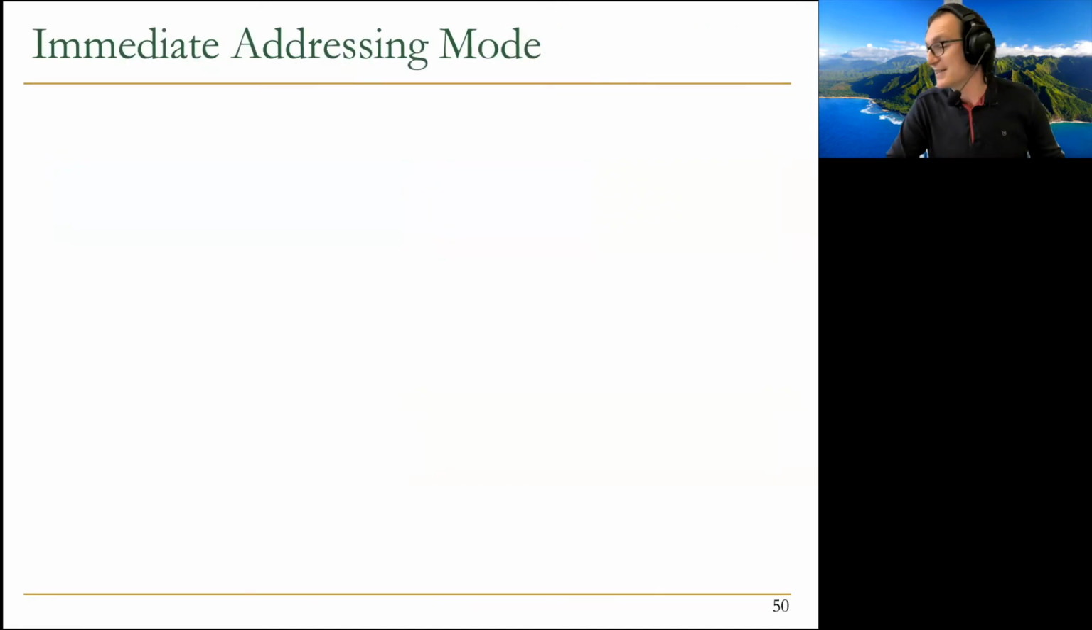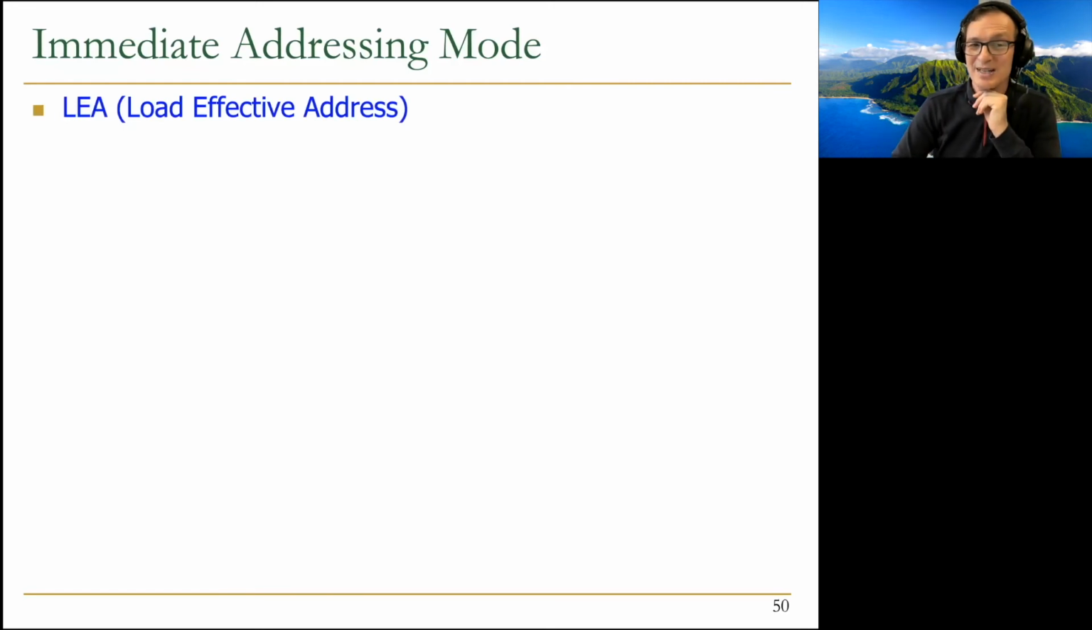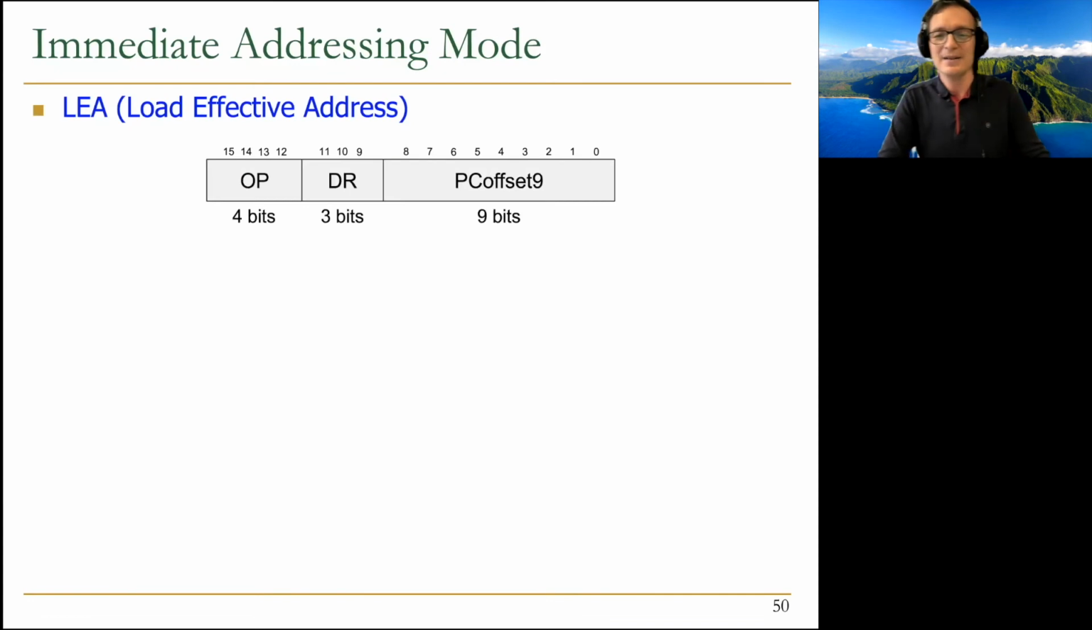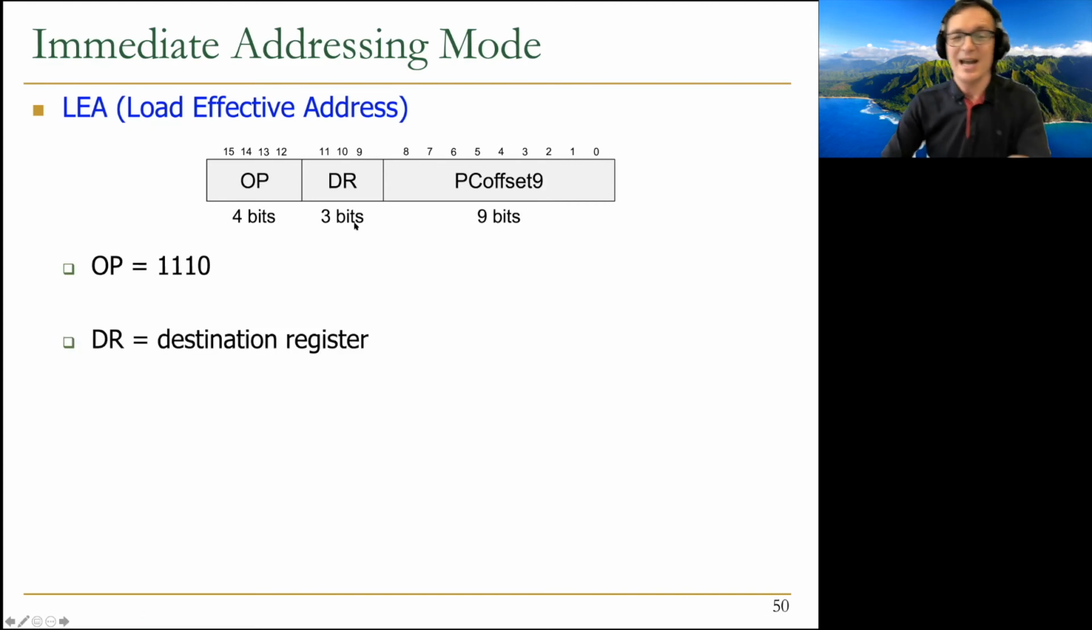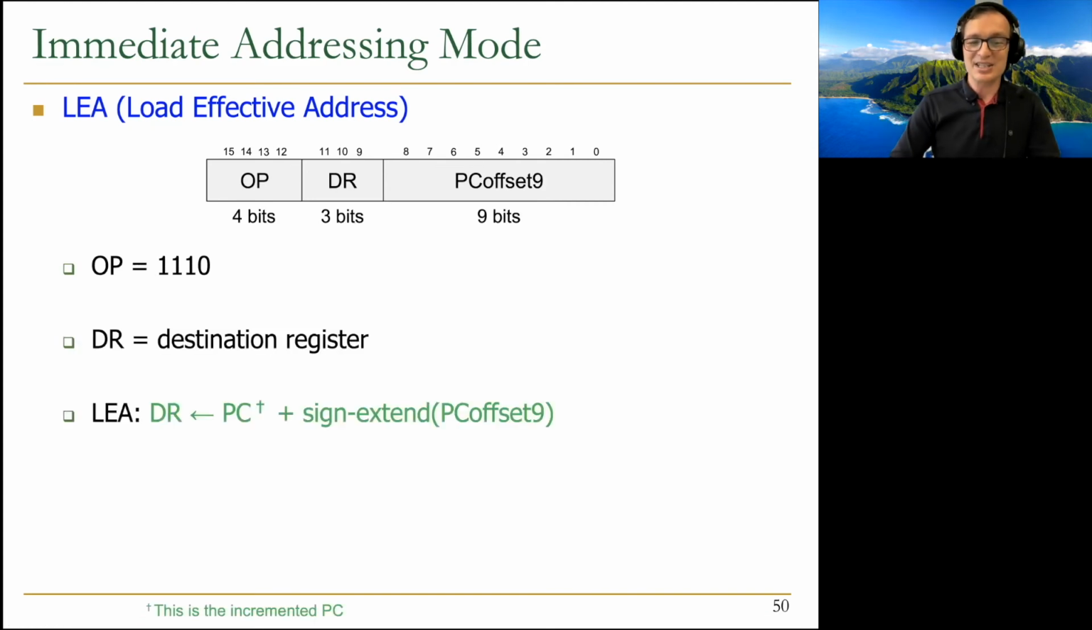Let's talk about immediate addressing mode as well. This is going to be how we construct values. This is called load effective address. It's a bit unfortunate naming, let's say, but you will see what it does soon. It looks similar to some other operations, but the opcode is different, and we have a destination register. And essentially, this is what it does.